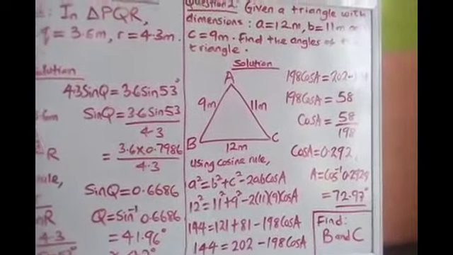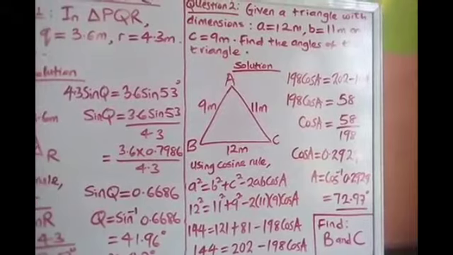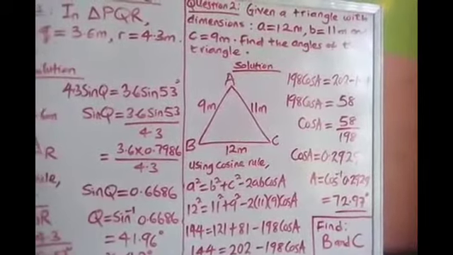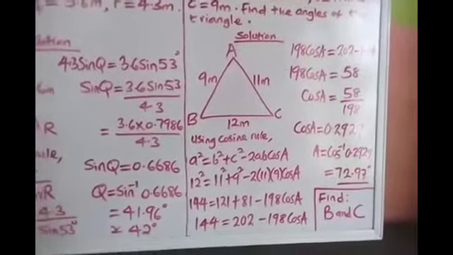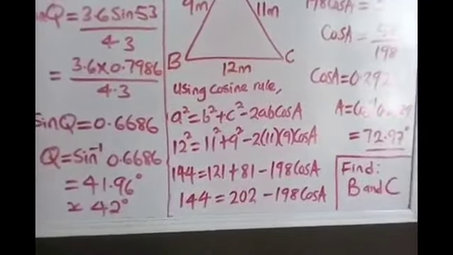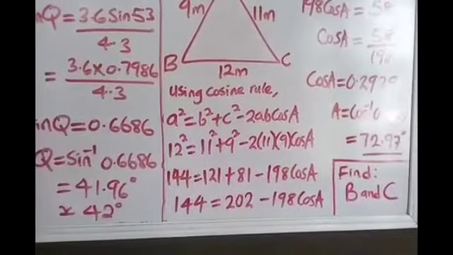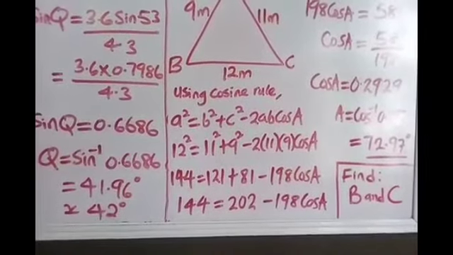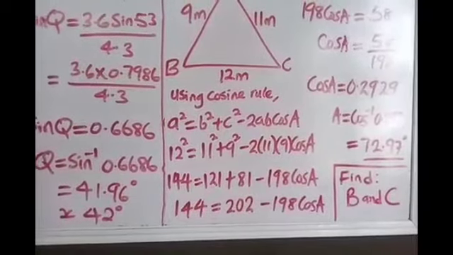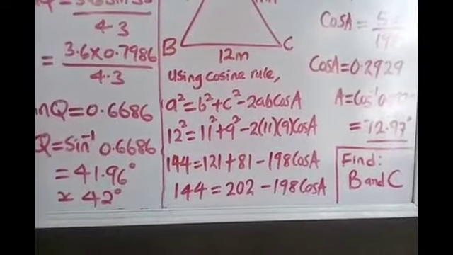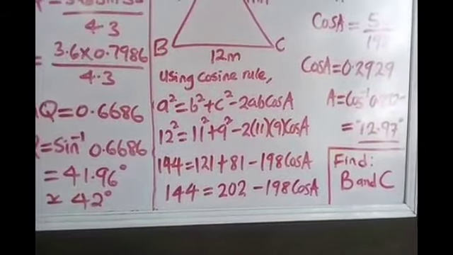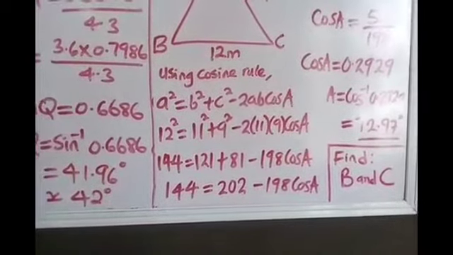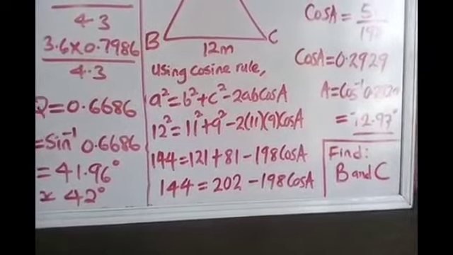So from here, using cosine rule, the first one, a squared equals b squared plus c squared minus 2bc cos A. So a equals 12, we have 12 squared equals, b equals 11, we have 11 squared, c equals 9, we have 9 squared minus 2 open bracket 11 open bracket 9 cos A. Here 12 squared equals 144, 11 squared equals 121, 9 squared equals 81. So we have 144 equals 121 plus 81 minus 198 cos A. From here we have 144 equals 202 minus 198 cos A.